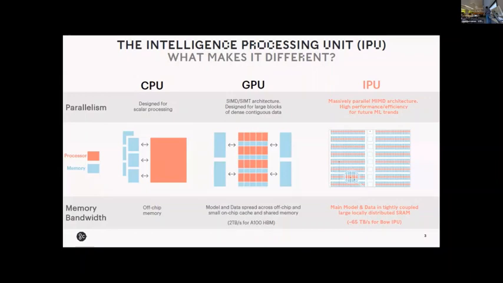Start with the CPU. Anybody who's built a gaming PC will be quite familiar with having all your memory in separate slots off the chip on the motherboard. Typically, these are designed for scalar or not all that highly parallel processing, unless you've got lots of CPUs in a big cluster, of course. But on a single chip level, it's general scalar programming. Your memory is large and relatively cheap, but off chip, so the bandwidth isn't so high, and the energy cost per byte of data from your memory is quite high.